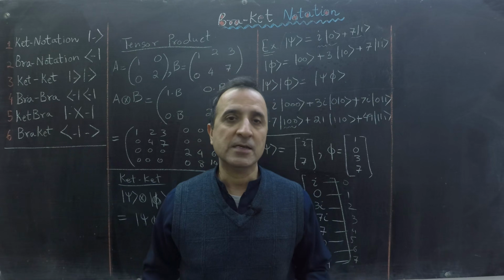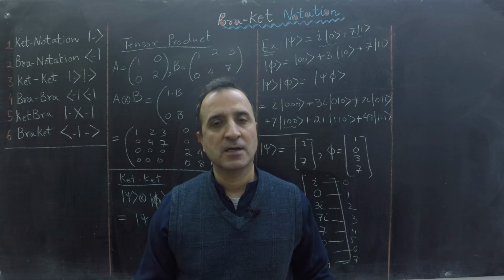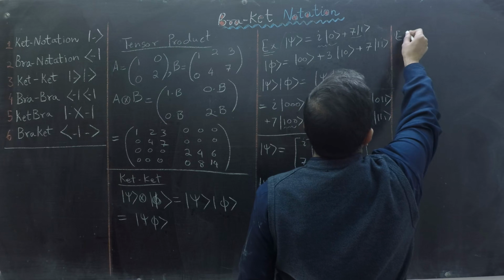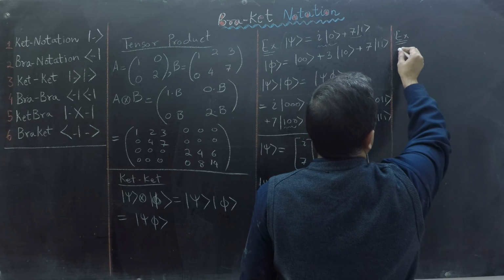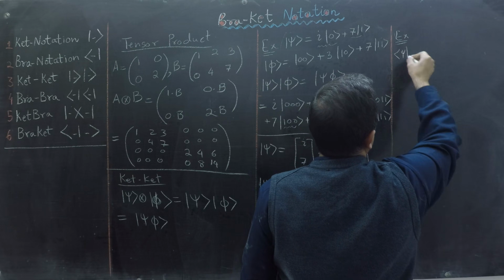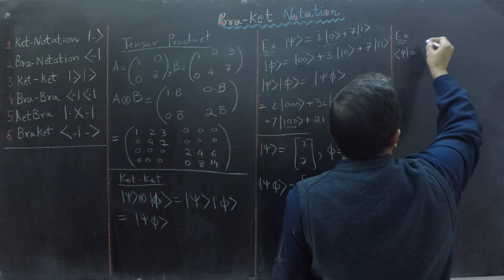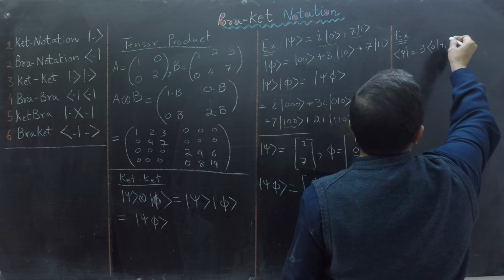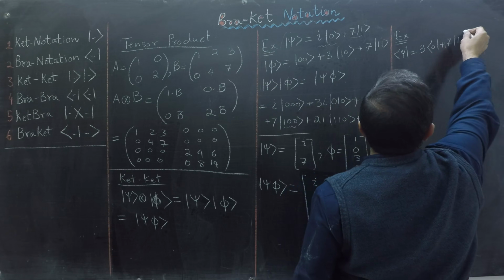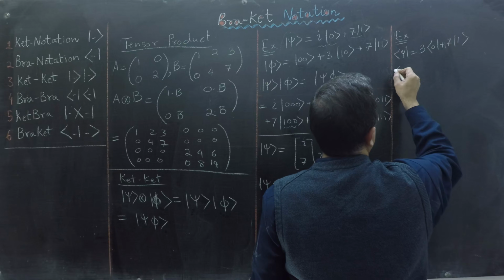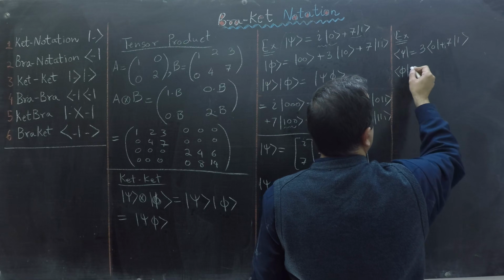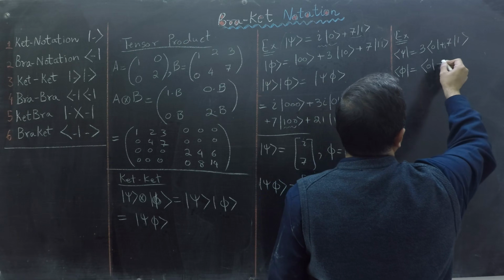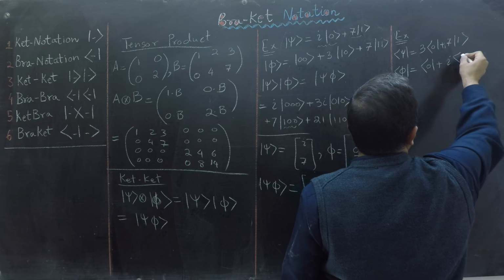Similarly, Bra-Bra notation is the tensor product of 2 row vectors. Let's do a quick example of that also. So in this example, my Bra psi is equal to 3 Bra 0 plus 7 Bra 1, and my Bra phi is equal to Bra 0 plus iota Bra 1.